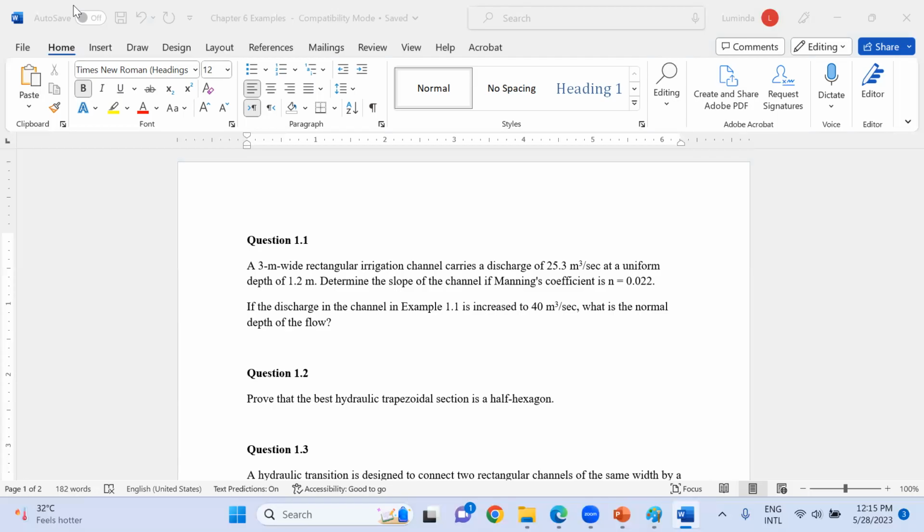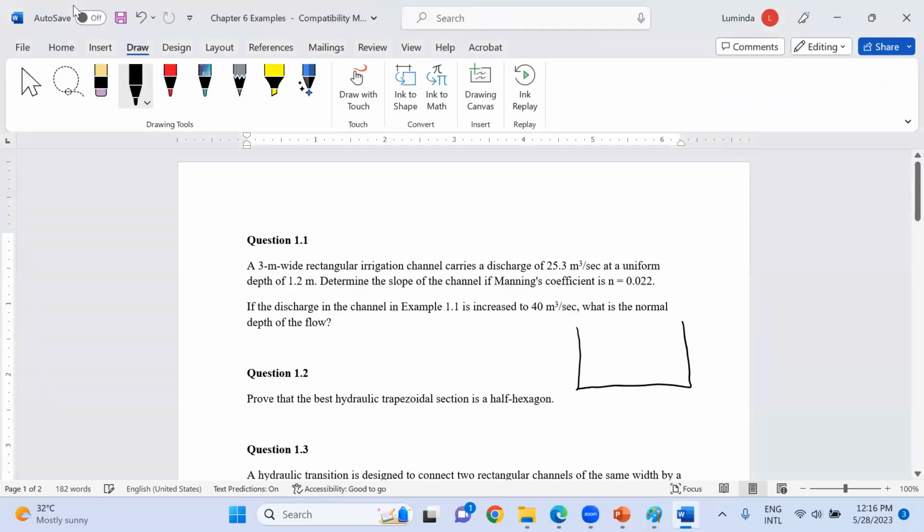Right. Let me explain it. Then I will give you about 5 minutes to work on this example. Okay. Then I will explain the solution. Right. What does it say? There is a 3-meter wide rectangular irrigation channel. The width of this rectangular irrigation channel is 3 meter here. It carries the flow rate Q equal to 25.3 meter cube per second.